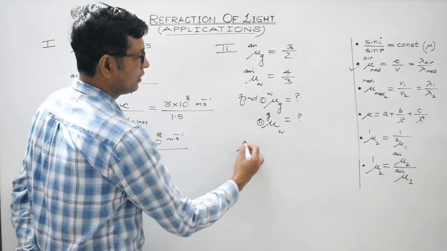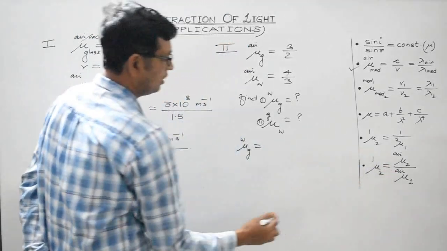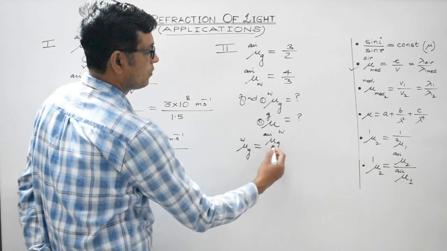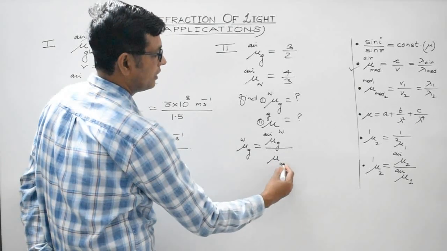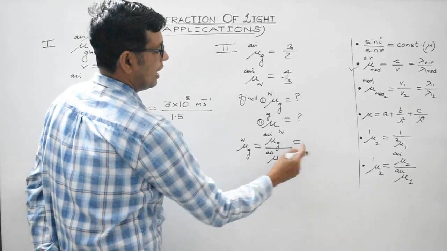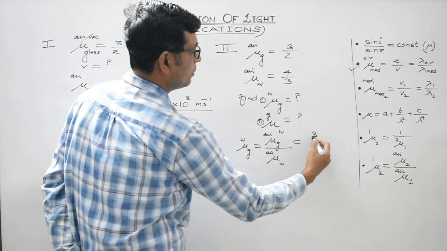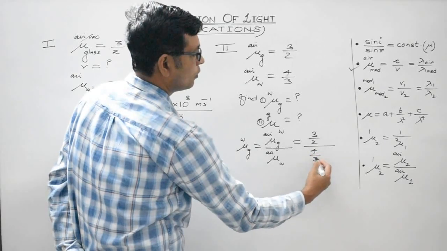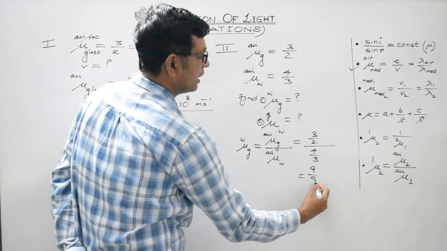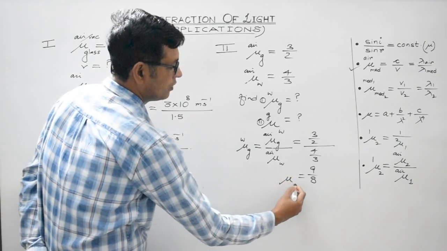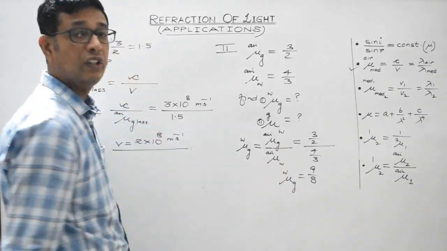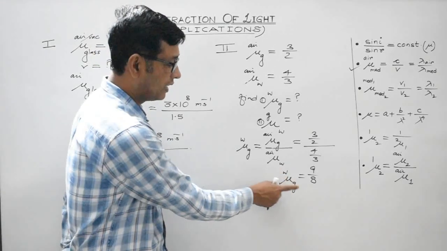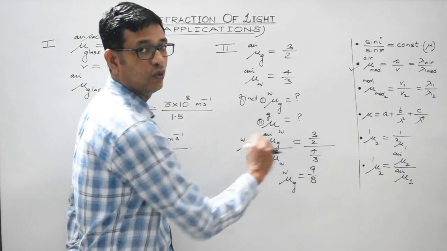As per the formula we have just discussed, it will be equal to the absolute refractive index of glass divided by the absolute refractive index of water. Absolute refractive index of glass is given to be 3/2 divided by absolute refractive index of water, which is given to be 4/3. So it will be equal to 9/8. So students, always remember, glass is denser, water is rarer. So the refractive index of denser with respect to rarer would always be greater than 1.